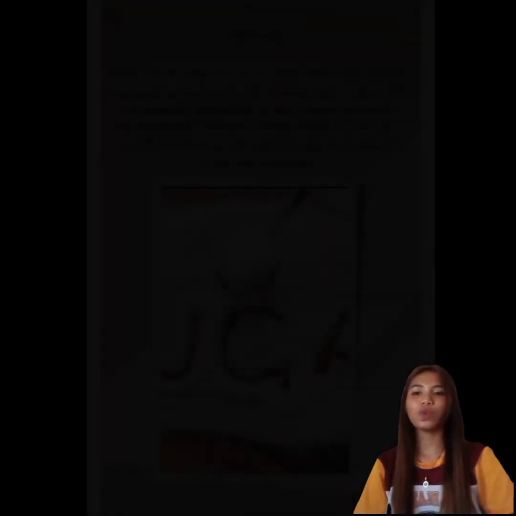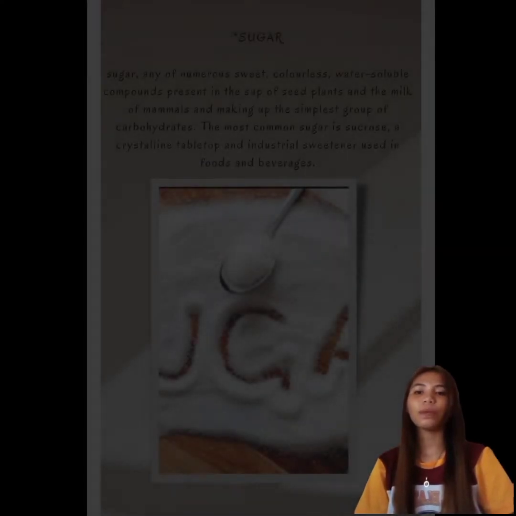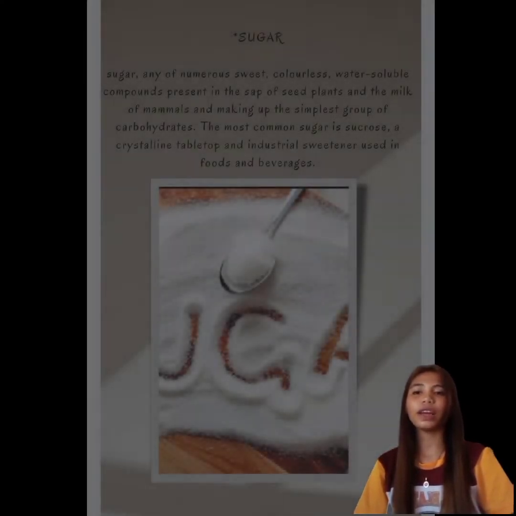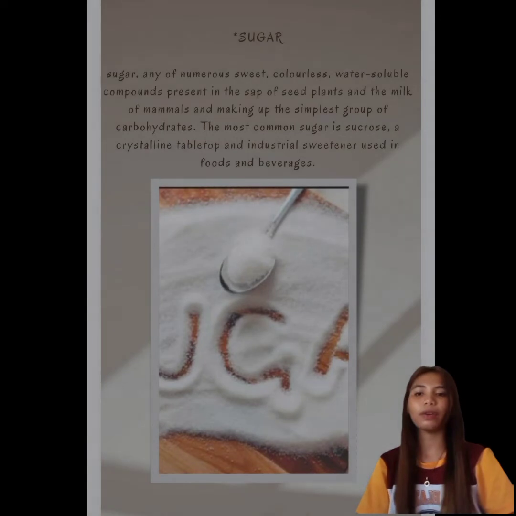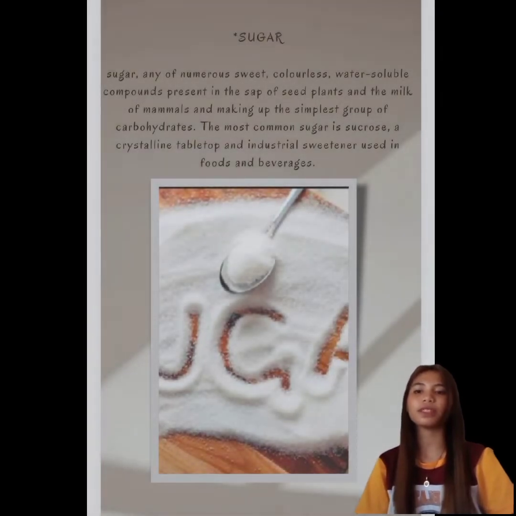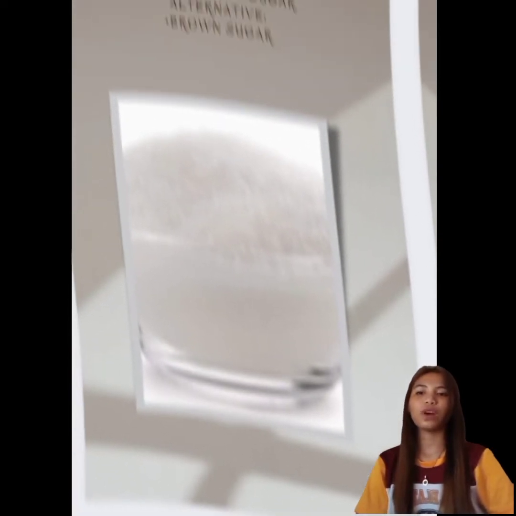So, the first is sugar. Sugar is any of numerous sweet, colorless, water-soluble compounds present in the sap of seed plants and the milk of mammals, making up the simplest group of carbohydrates. The most common sugar is sucrose, a crystalline, tabletop, and industrial sweetener used in foods and beverages. So these are the types of sugar.